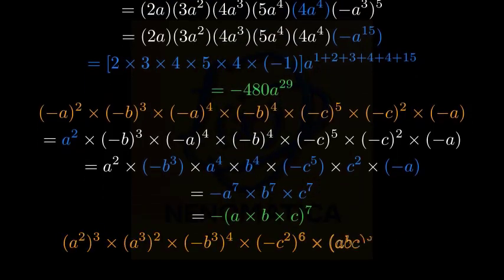Let's look at our third and final example. Here we have a squared cubed times a cubed squared times -b cubed to the fourth times -c squared to the sixth times abc cubed times abc squared. Let's solve this step by step as well.